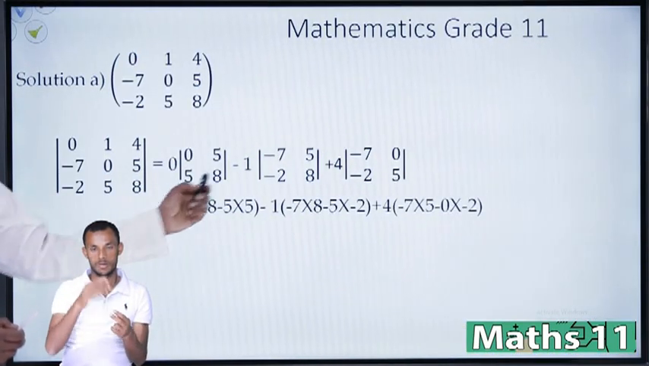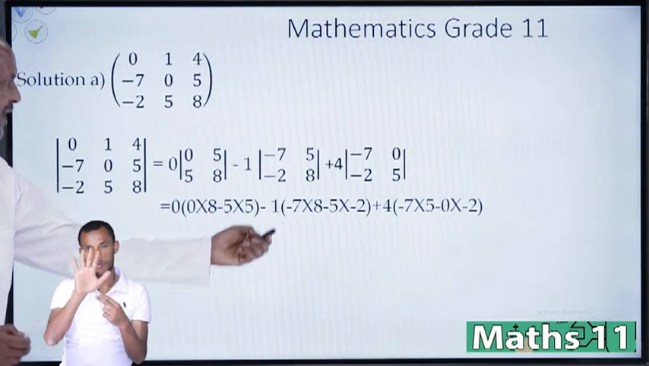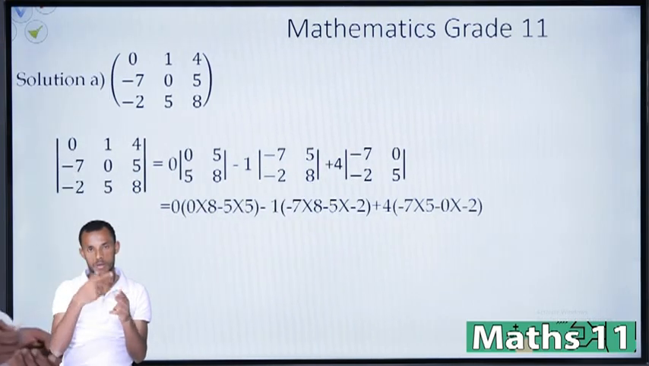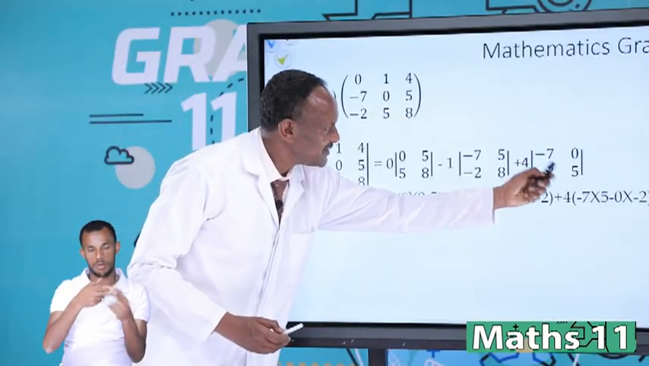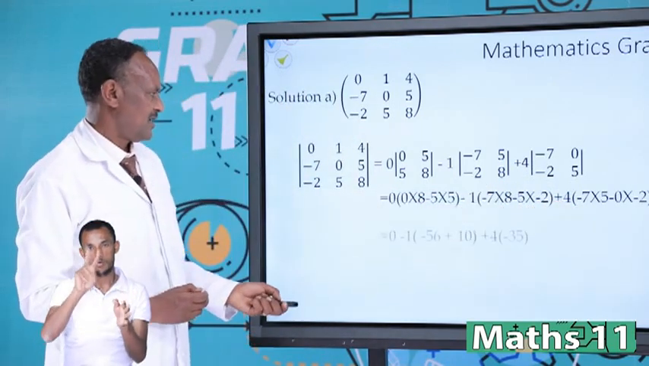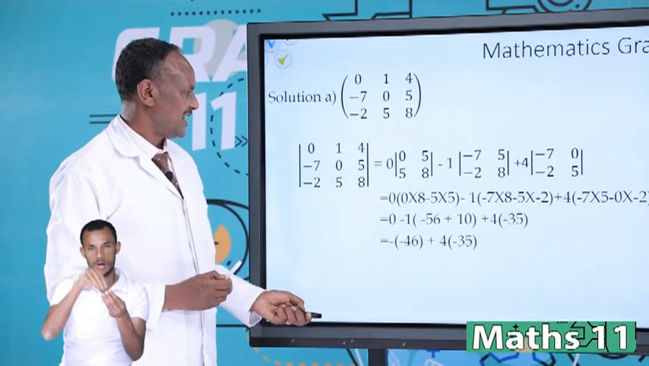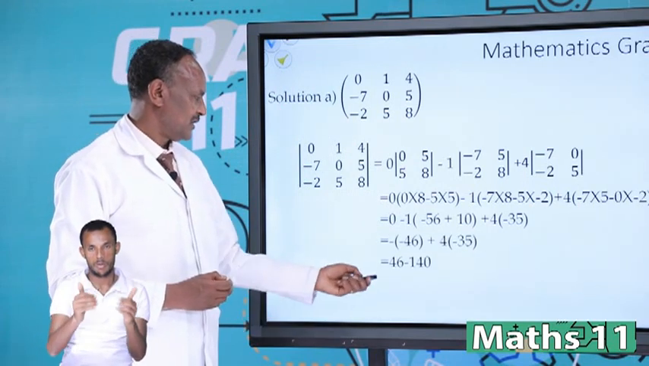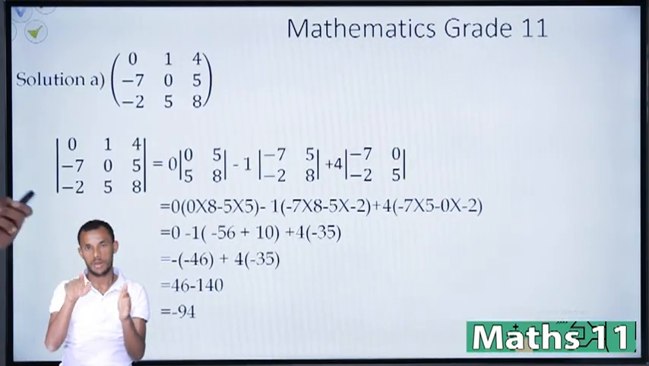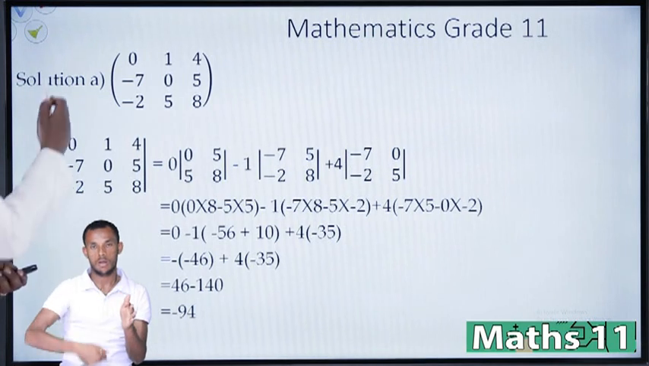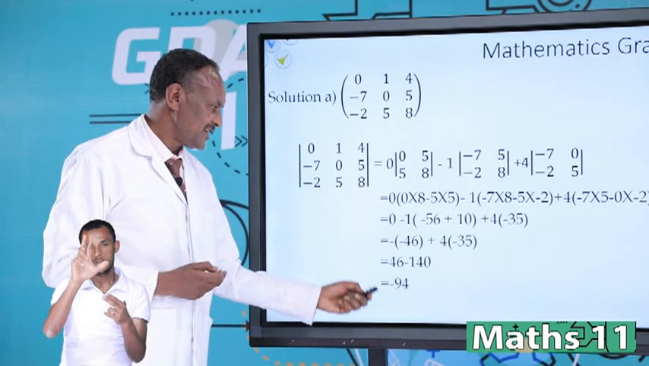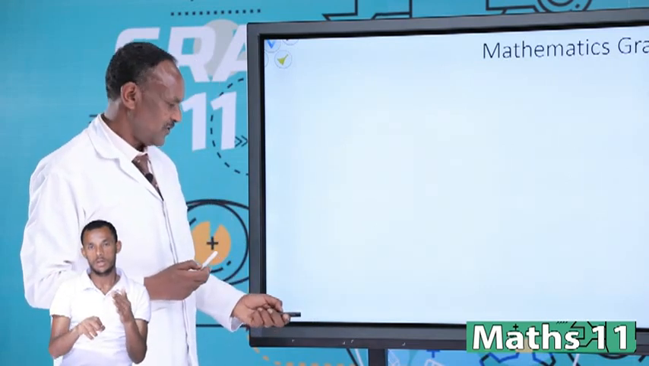0 times 8, 0, minus 5 times 5, minus 1 times negative 7 times 8, minus negative 2 times 5, plus 4 times the main diagonal element, negative 5 times 7, minus negative 2 times 0. When this is added up, you will get 46 minus 140, equal to negative 94. You can use another row or column to find the determinant of this 3 by 3 matrix. The result will again be negative 94.